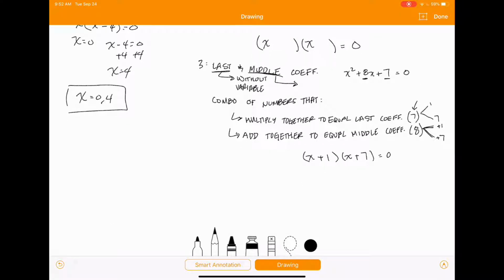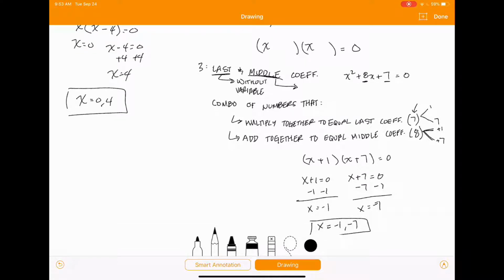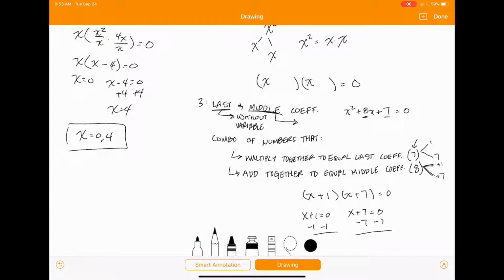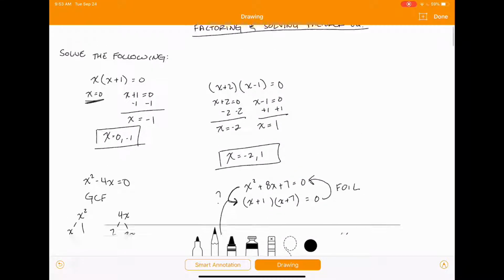And then we can solve by setting x plus 1 equals 0 and x plus 7 equals 0. Solve for x. x equals -1, -7. All right. And that is factoring and how to solve factored equations.